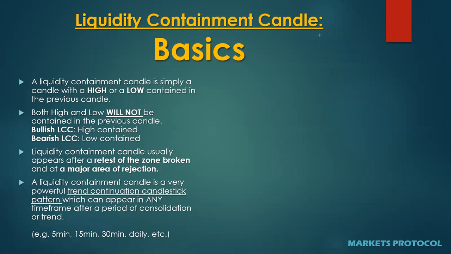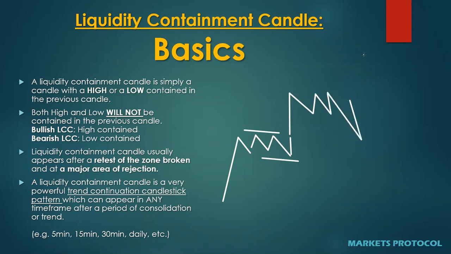Unlike the containment candle itself, a liquidity containment candle is also a powerful candlestick formation. But the major difference is that it is basically a trend continuation. Once the trend is bullish and we enter consolidation, price breaks above this area, comes down, grabs liquidity, and basically continues going bullish.